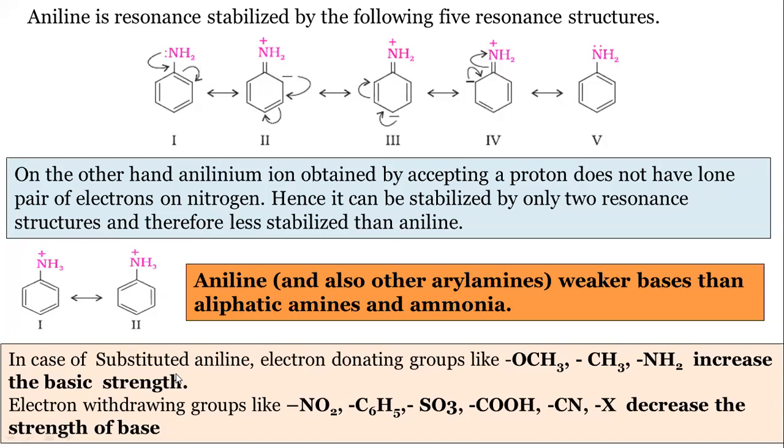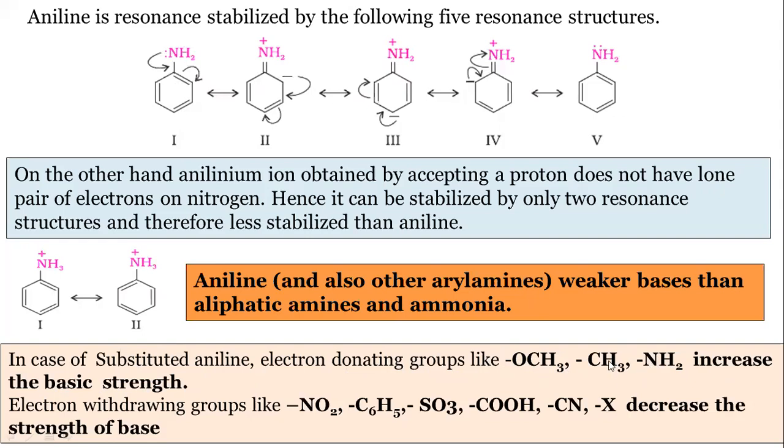But we can increase the basicity of these aromatic amines by using these groups. See, the electron donating groups are attached. For example, OCH3, then CH3, NH2. These will increase the basic strength. Why? Because these are electron donating groups. If these electron donating groups attach to the aniline, what will they do? They will give their electrons to this nitrogen, and this lone pair will be easily available if these electron donating groups are attached. See, so these groups are very important.